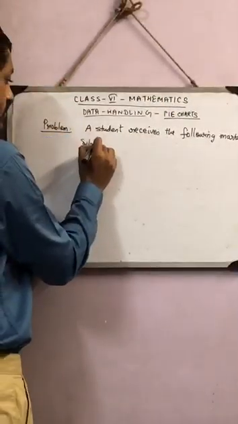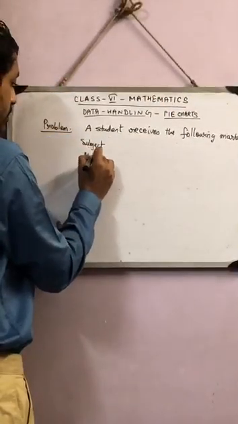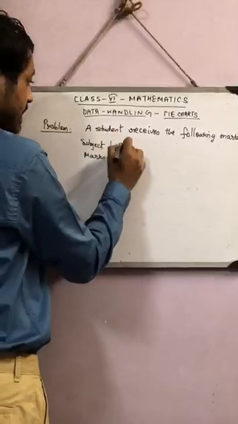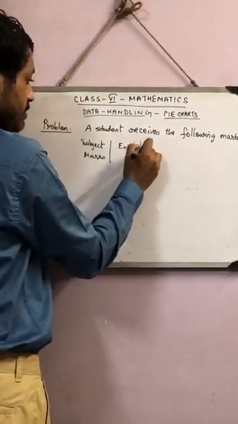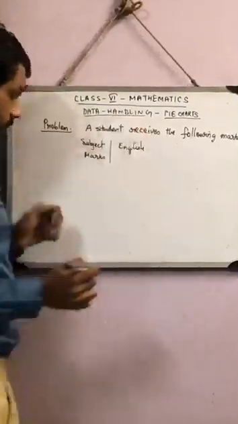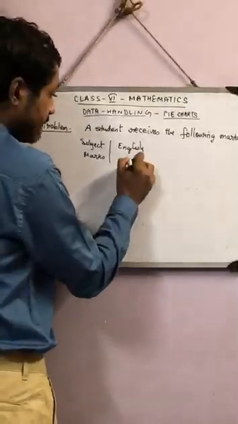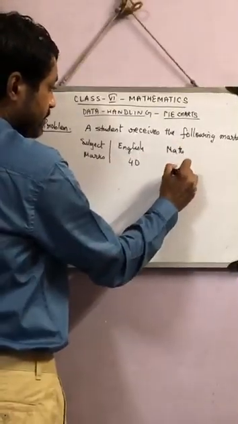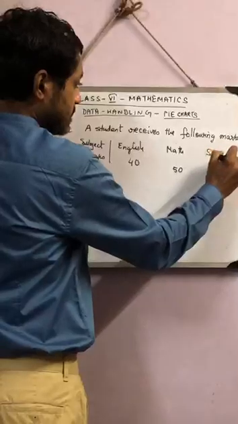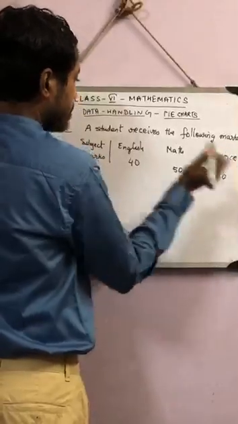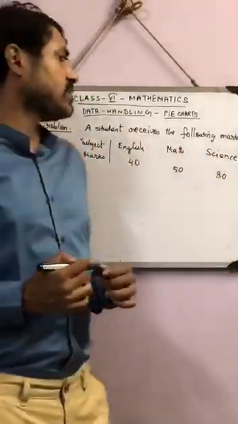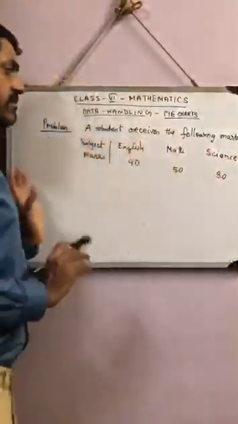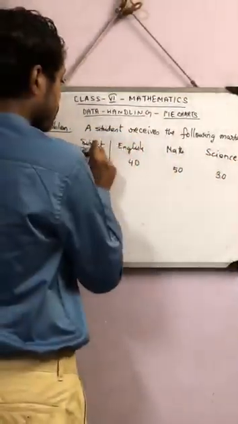Subject marks. Say in English, the student has received say 40. In math, the student has received say 50, and in science, the student has received say 30. We are considering only 3 subjects, for that matter of fact. We are not considering more.